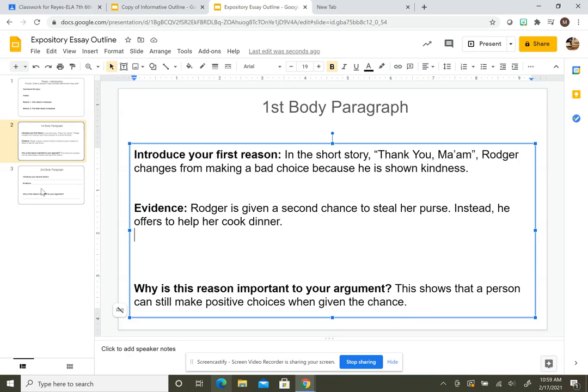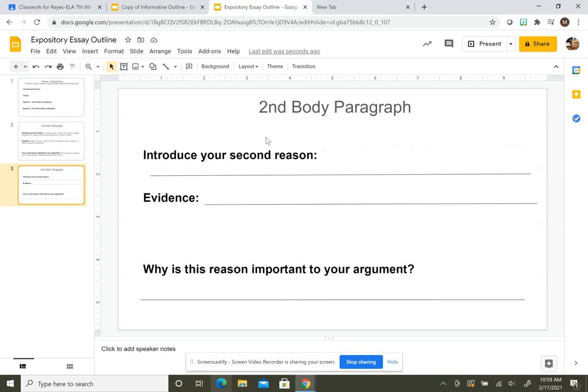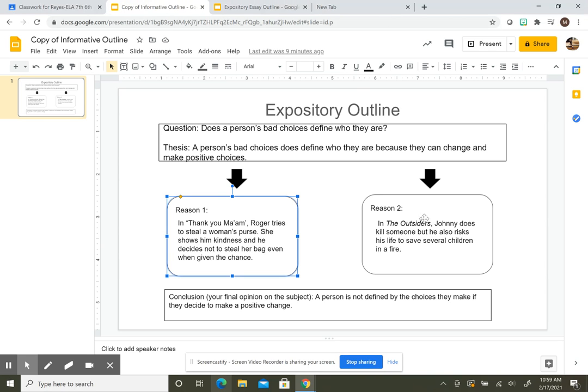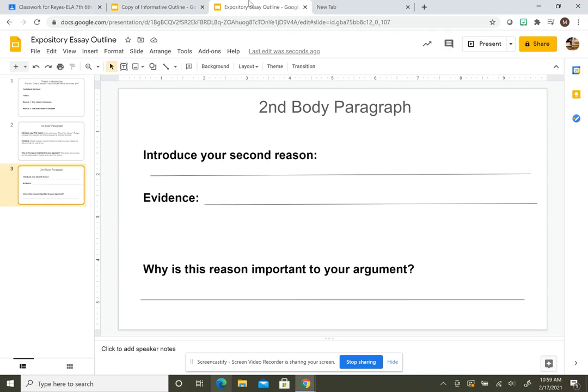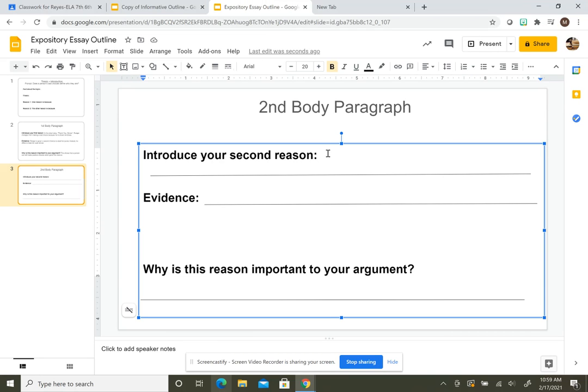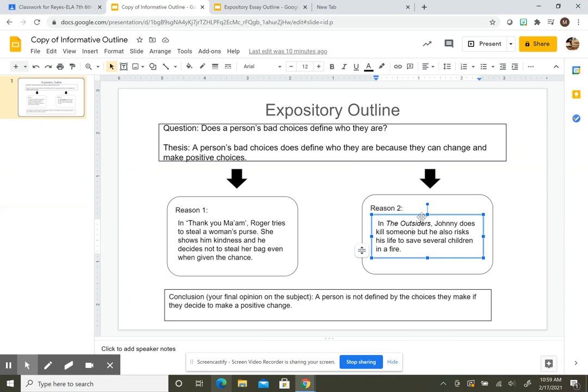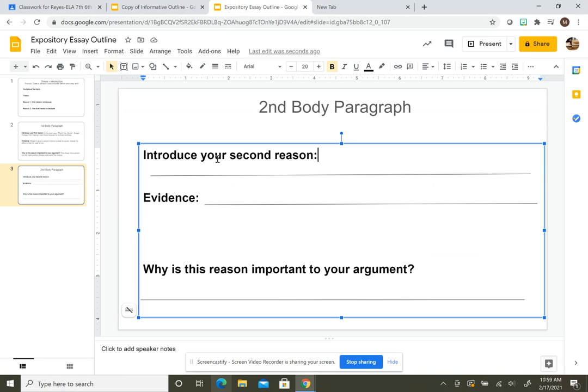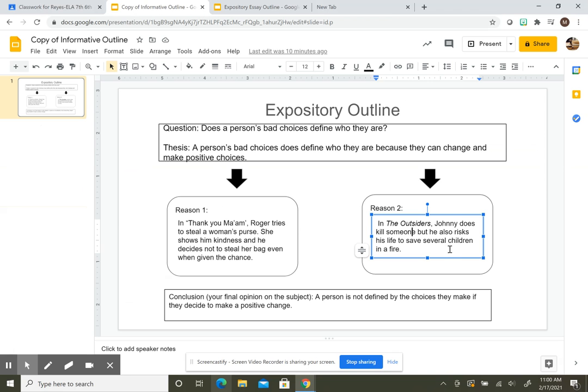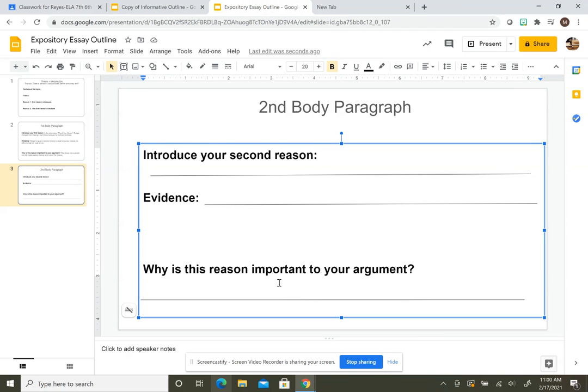Then you'll do the exact same thing with the second paragraph. So you go through and take a look. My second reason is The Outsiders. So I'd introduce that: in the story, The Outsiders, Johnny is charged with murdering a man, and he's on the run. But then in my evidence, I can talk about how he saved several children's lives and regretted making that decision to kill Bob, even if it was to save his friend. So I can talk about how he made a positive choice in order to redeem himself.